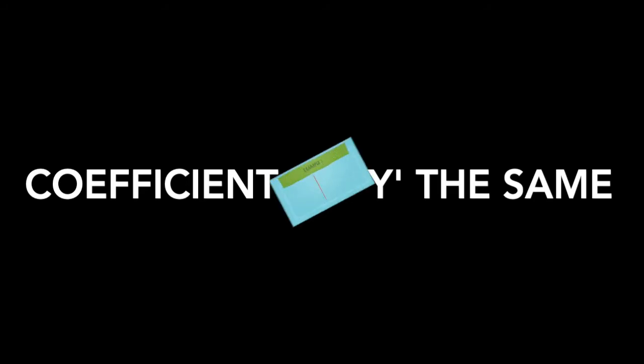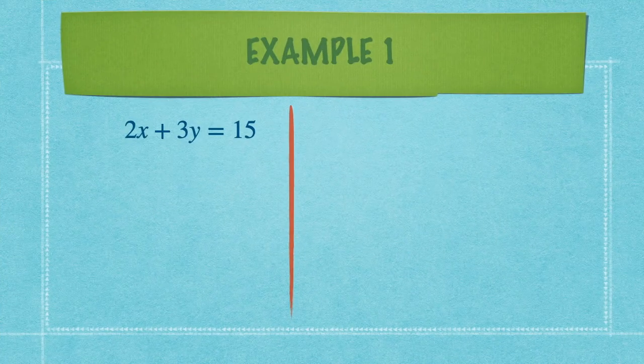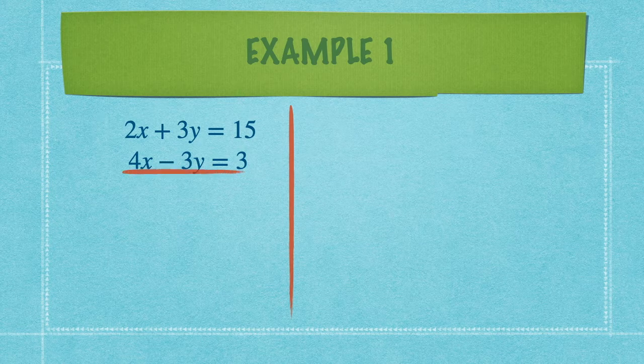Let's get into it. Here we have the equation 2x plus 3y equal 15, and the second equation 4x minus 3y equal 3. Now because the minus 3y and plus 3y are opposite signs and they're similar with the coefficient of 3, I can add the two equations to eliminate y.